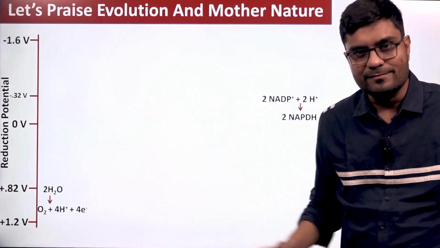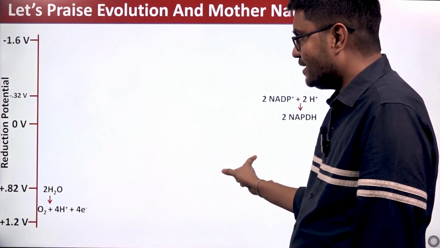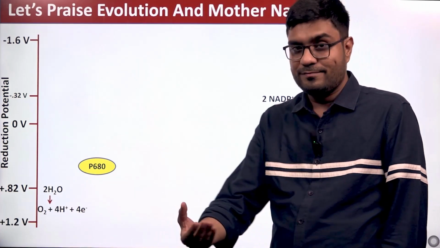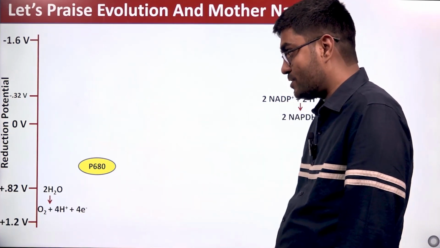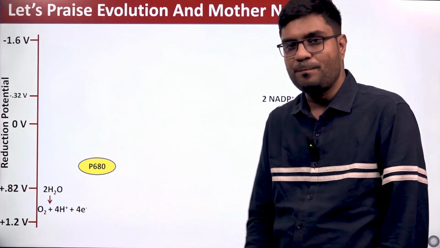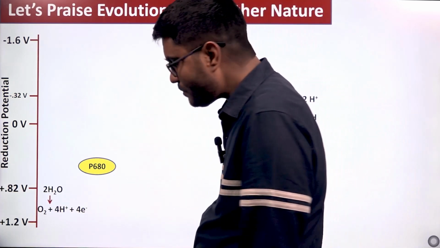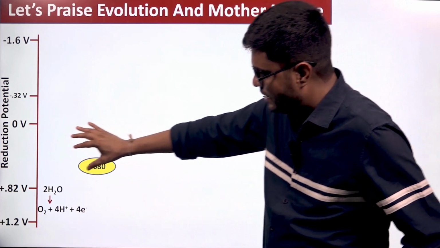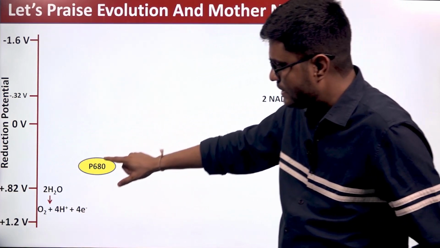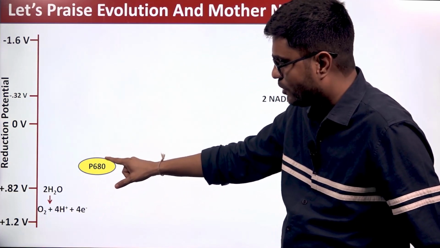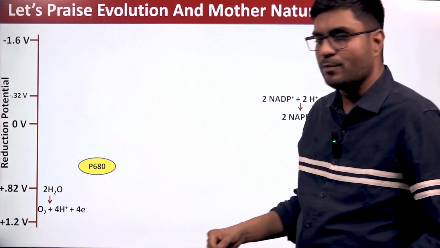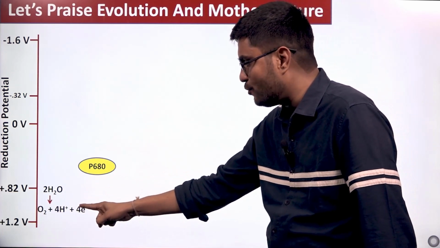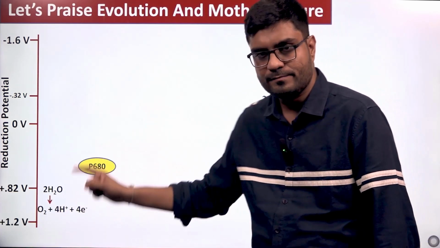So the whole story starts from a chlorophyll molecule, the reaction center of photosystem 2. We are calling it P680. Now you can see the position of P680 on this graph. It has a lower reduction potential than water, because when we go down, reduction potential is increasing. So electrons cannot go from water to P680.